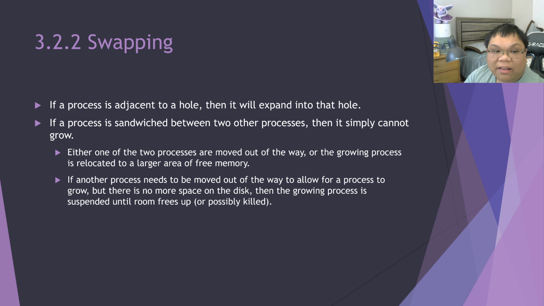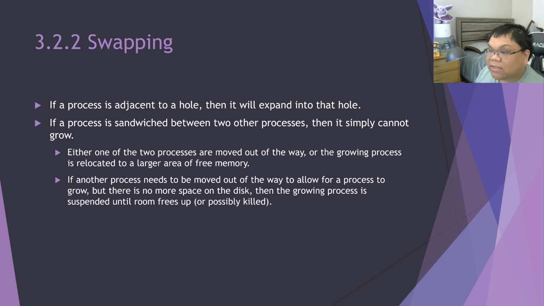If, on the other hand, a process is sandwiched between two other processes and it needs to grow, then suddenly that process is not allowed to grow because there are two other processes in the way. How we resolve that, there are several ways. We can move one of the processes out of the way, or we can move the process that's trying to grow out of the way into a larger hole where it has more space to expand.